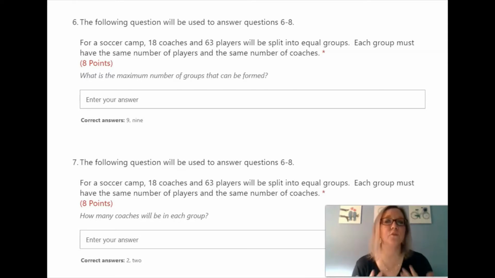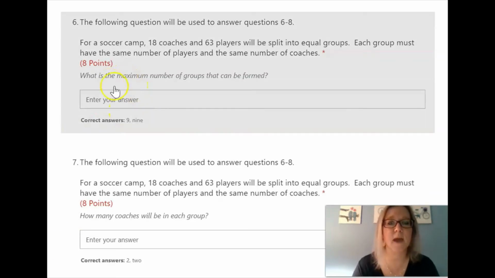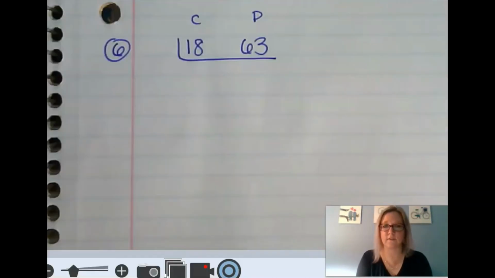Alright, so remember, there's 2 ways we talked about as far as how you can determine whether a problem is about GCF or LCM. The easiest way is looking for keywords that indicate greatest or least. And in the question it says the maximum number. Well, maximum means greatest, so it's a greatest common factor problem. Another way you can also look at it though is grouping versus repetition. And in this case, we're splitting these into groups. Okay, so that's another reason that we know it's greatest common factor. So we're going to take a look at finding the greatest common factor of 18 and 63.